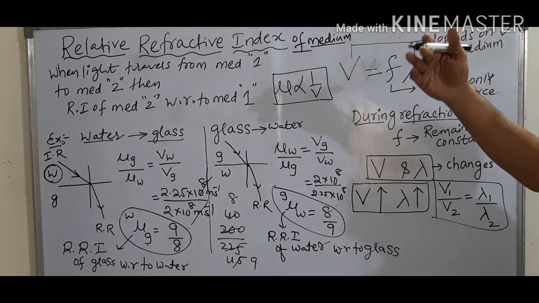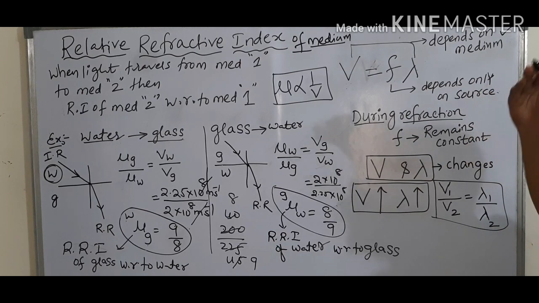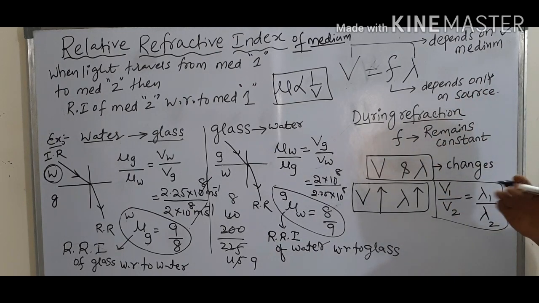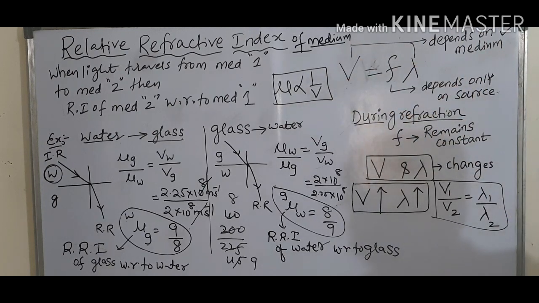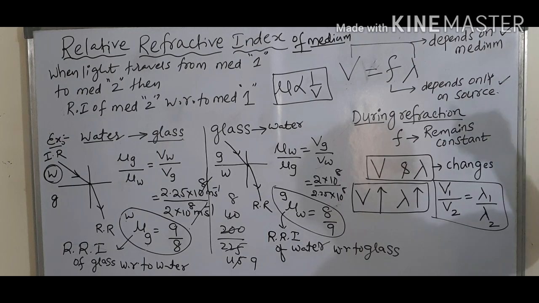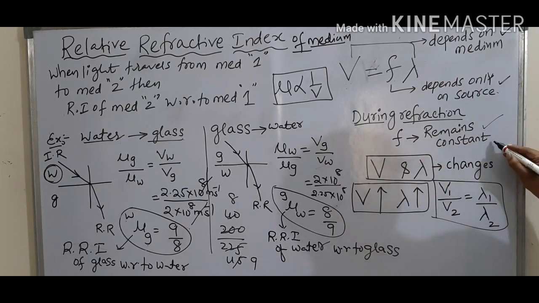That means if the sun emits 10 waves in 1 second, the frequency is 10 hertz. Frequency means the number of waves emitted by a source in 1 second. That frequency does not change when light enters from one medium to another, because the source is very far from us. The emitted frequency does not depend on the medium. Frequency depends only on the source, so its value does not change when light travels from one medium to another. That's why frequency remains constant.